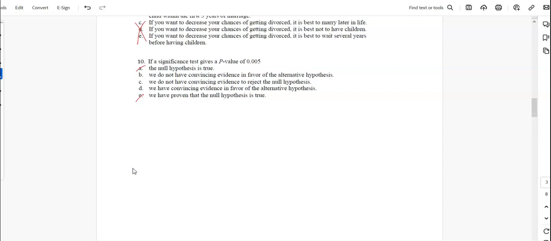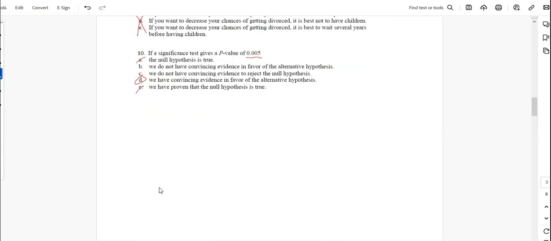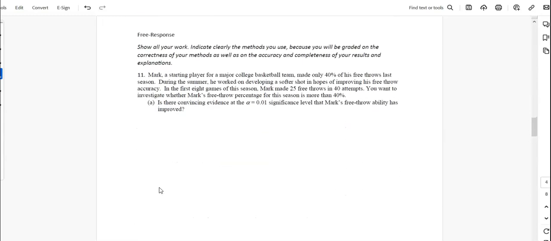0.005. So that is below an alpha level of 5%. So we would reject the null. We do have convincing evidence. So it's got to be D. Yeah. Because 0.5% is below any reasonable alpha level.